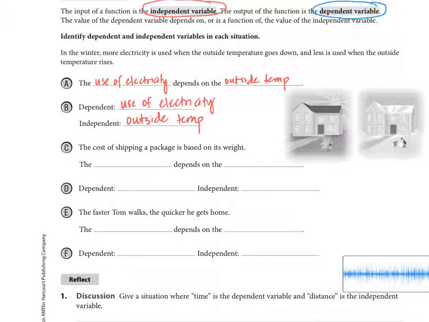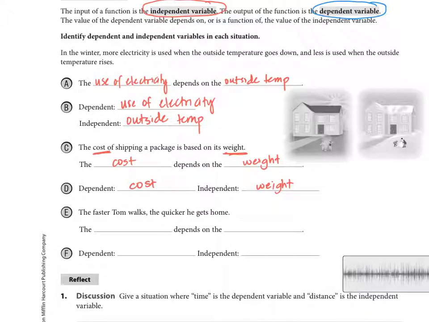I'm going to do just one more of these, and part C says the cost of shipping a package is based on its weight. And so think about this. We have cost, right? That's a quantity. And we have weight. That's our other quantity. So does cost depend on the weight, or does the weight of the package depend on the cost? So it's going to be the first one, the cost. So think about which one just makes the most sense. The cost is going to depend on what the weight is. You don't know the cost and then all of a sudden the weight is going to change because of the cost. We already know what the weight is, right, of a package. So the dependent variable is the cost of shipping, and the independent variable is the weight.